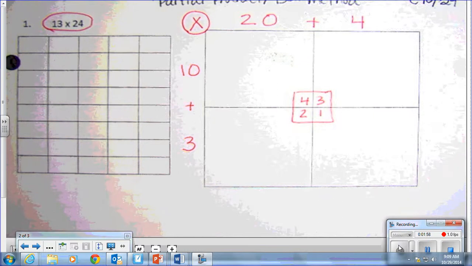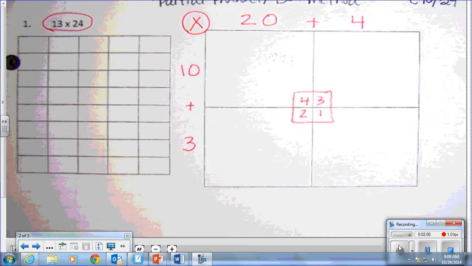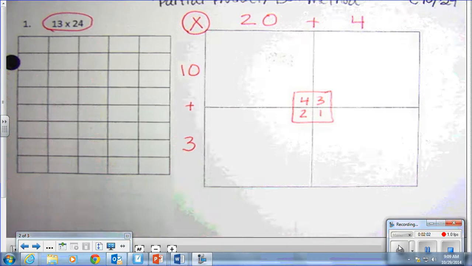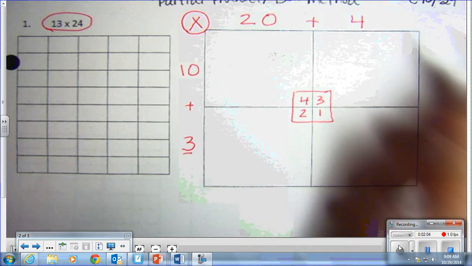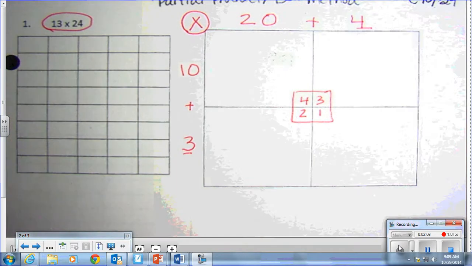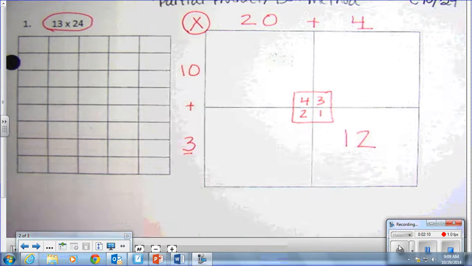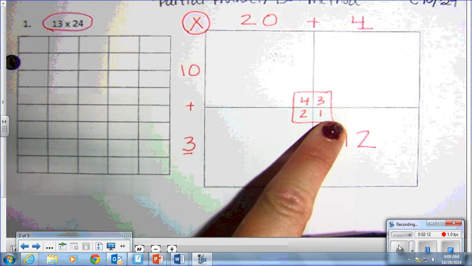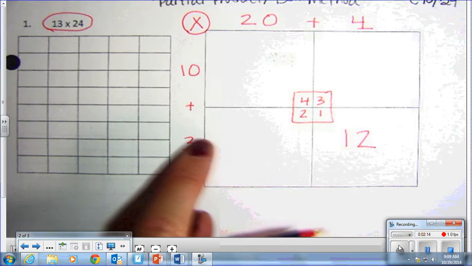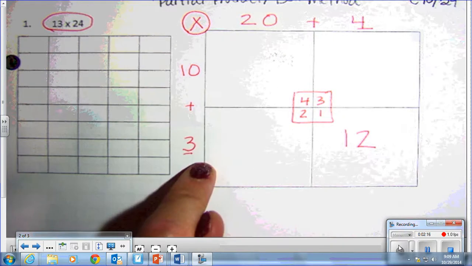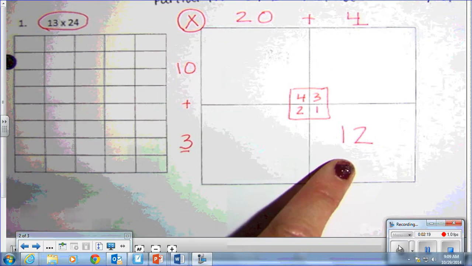So then obviously I'm going to have to multiply in my first box first, right? So that's going to be 3 times 4, which gives me what? 12. So I'm going to put 12 in that first box. So that's why I'm calling that my first box. Because I need to first multiply this 3 by my 4 and my 20. So I've already multiplied it by the 4.